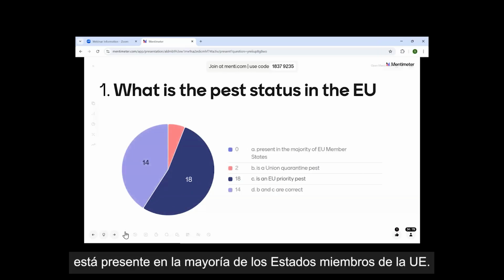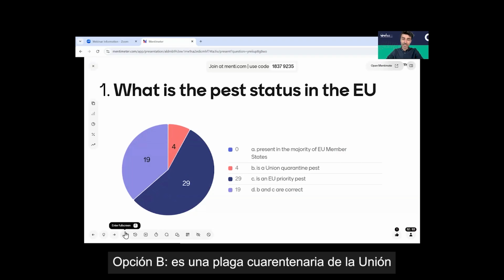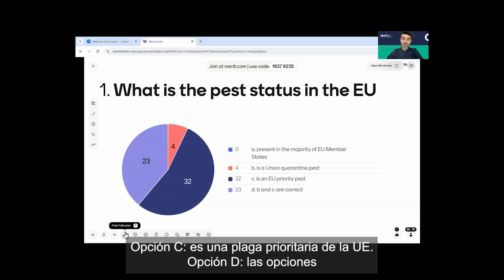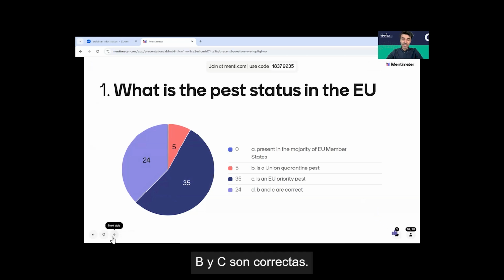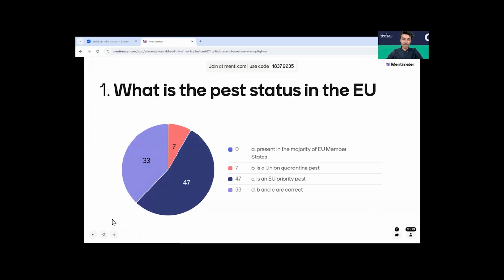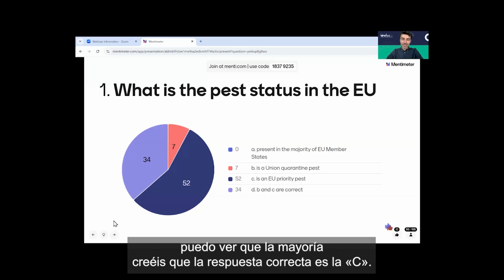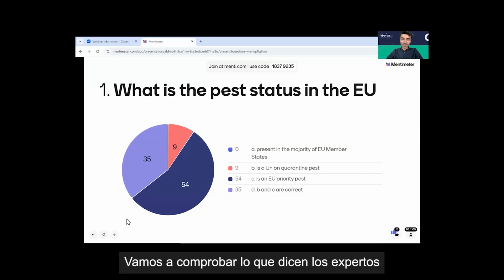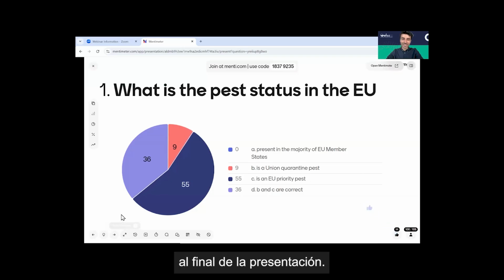Option A: present in the majority of EU member states. Option B: a Union quarantine pest. Option C: an EU priority pest. Option D: B and C are correct. I see lots of you are answering already. I'll give you a couple of seconds for those who are using Mentimeter for the first time. As I can see, most of you think the correct answer is C. Let's see what the experts think at the end of their presentation.